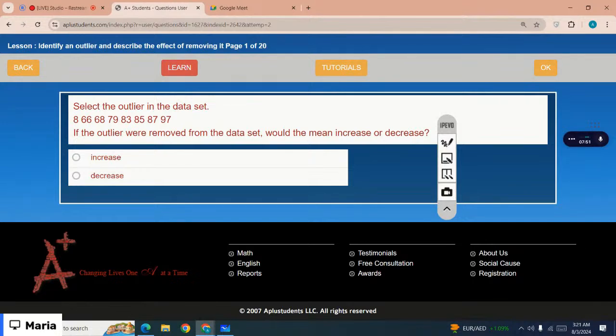So 8 is the outlier, because that is the only number in the ones, and the rest of them are in the tens. Because that is the smallest number, if you remove the outlier, the mean is increased. Because you remove a small number, when you remove a smaller number the mean would be increased. The correct option is increased.